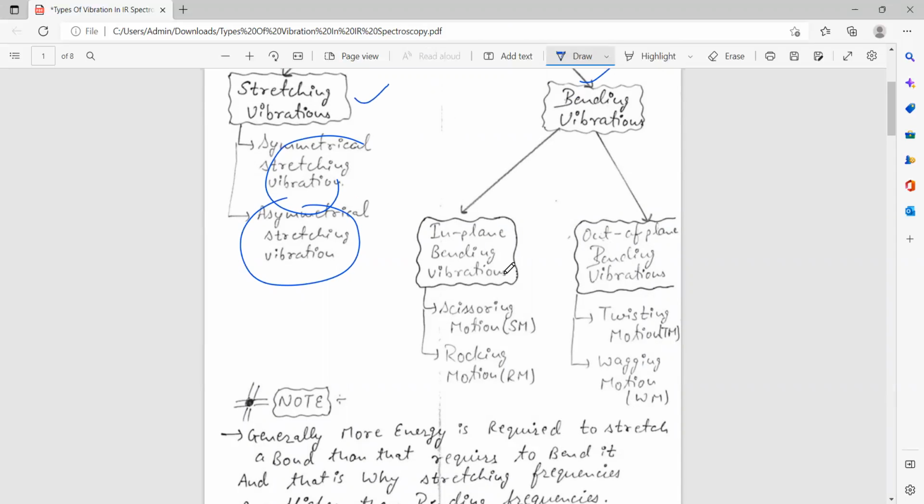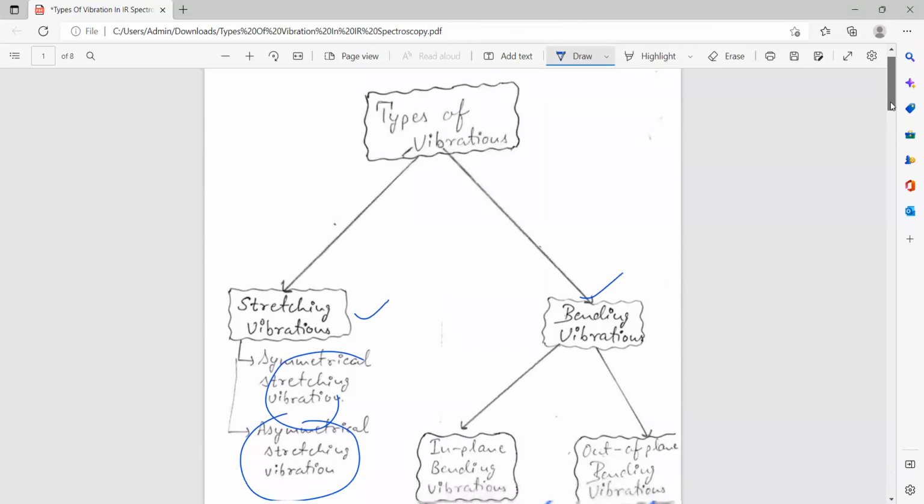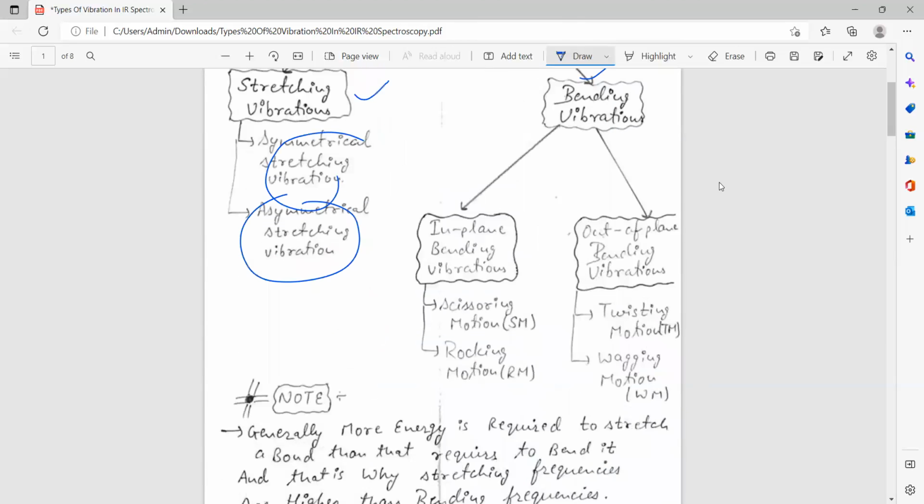In-plane bending vibrations are classified into two categories, scissoring modes of vibrations and rocking modes of vibrations. Out-of-plane bending vibrations are further classified into two categories, twisting modes of vibrations and wagging modes of vibrations. Generally, why are we discussing this type of vibrations in our spectroscopy? So we are knowing which type of molecule possesses which type of motion.